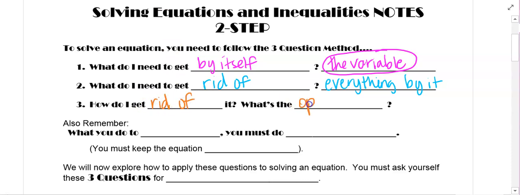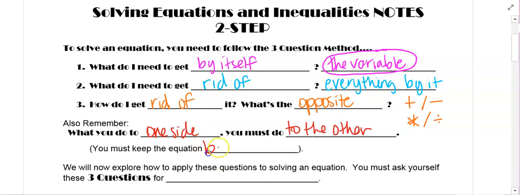What's the opposite? In math, this is an important word. So the opposite of plus is minus. The opposite of multiply is divide. So you're going to do one of those operations on all of these. And the important thing is, and most kids know this, what you do to one side, you must do to the other. This is to keep the equation balanced. So I always like to draw a line down to remind you guys how to do it. And then this is something that'll come up later.